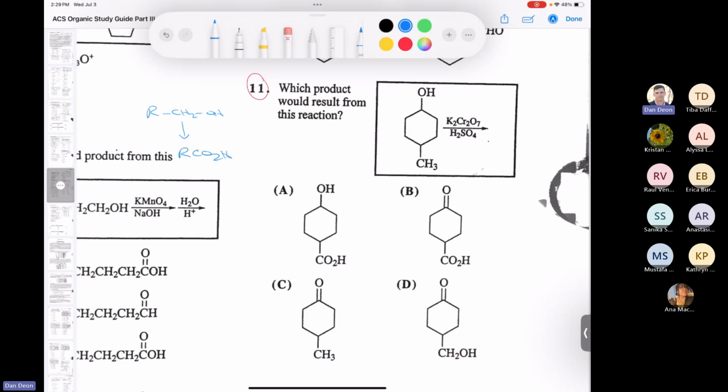But if you have a secondary alcohol like this one here, it's going to oxidize it to give a ketone. So you end up with a ketone, and of course you don't affect the methyl group, and so the answer is going to be this one here, the ketone, like that.